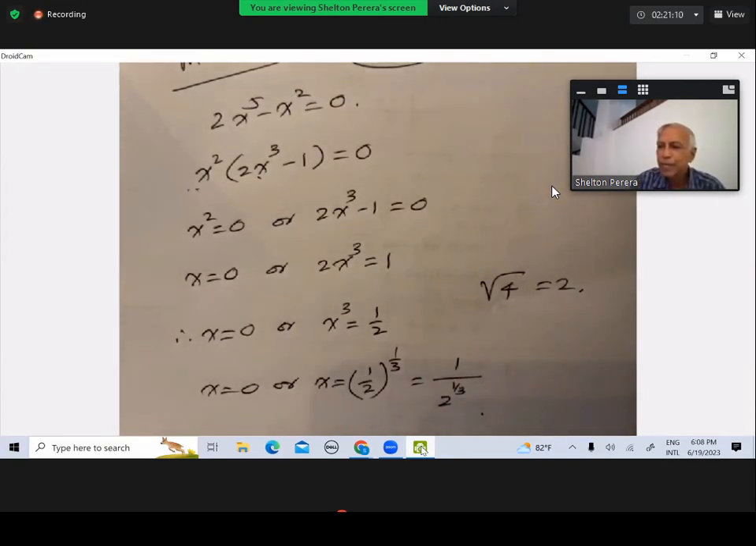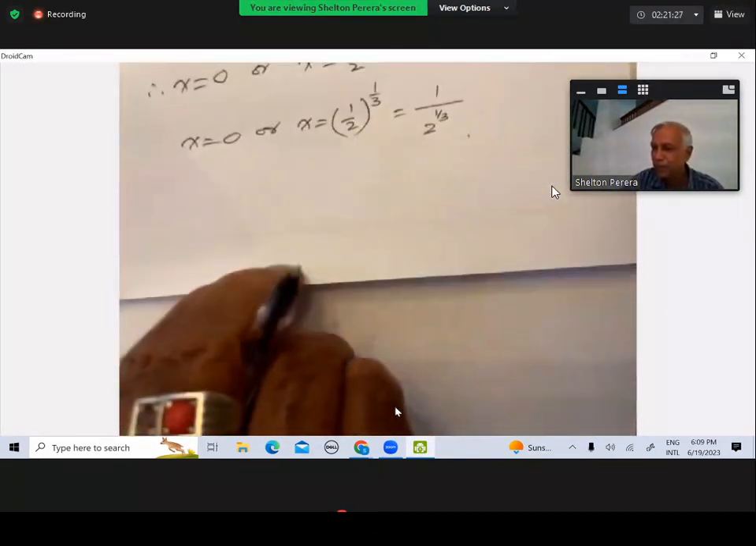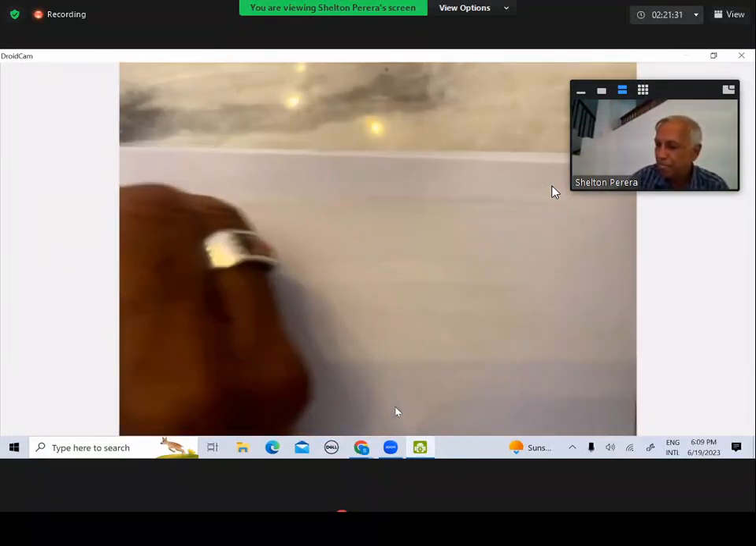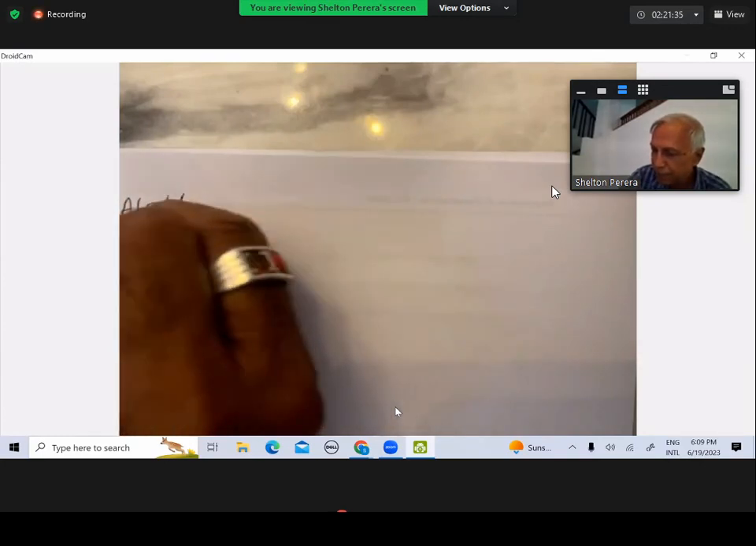So higher order equations are solved using factoring method. There is another example there in the note. I want you to go through that. After that, just say something about absolute value problems. We lost 15 minutes now.